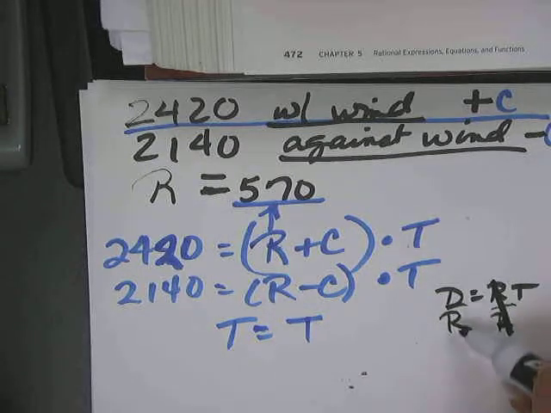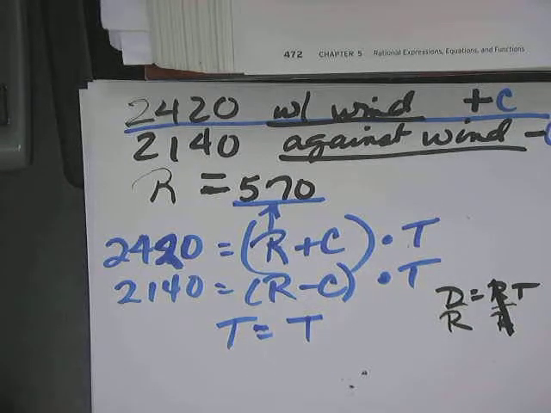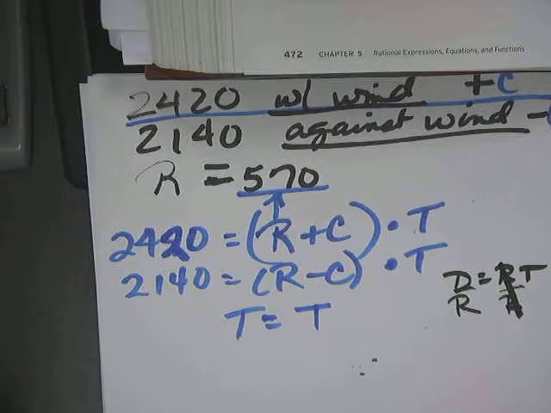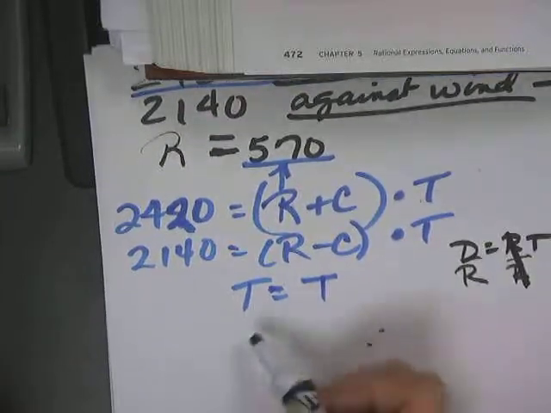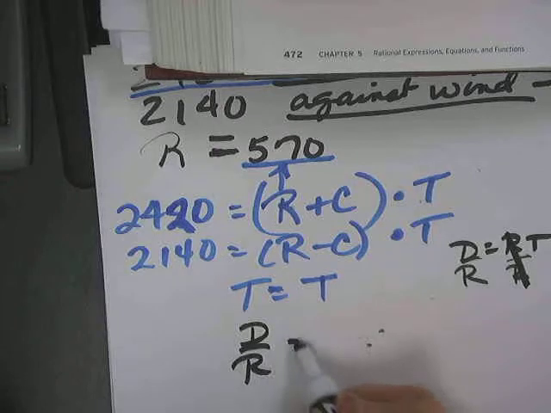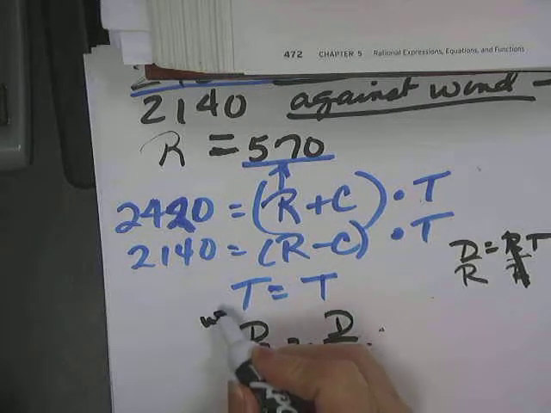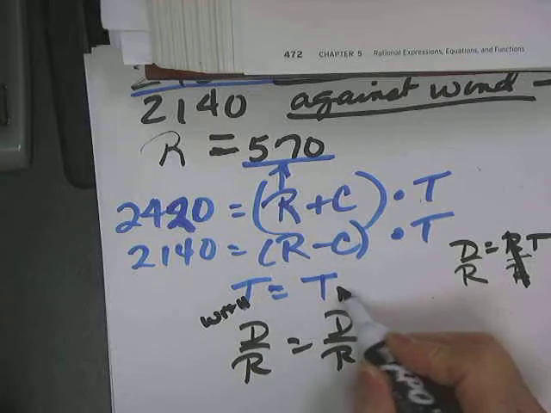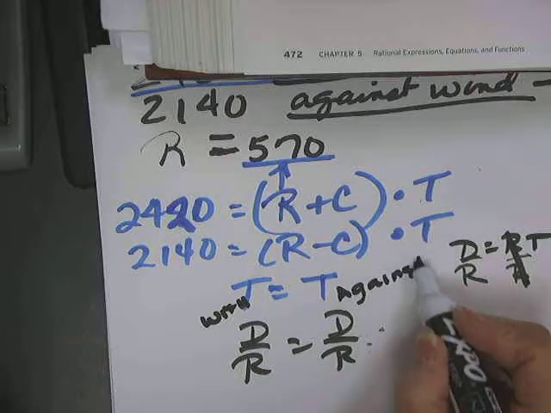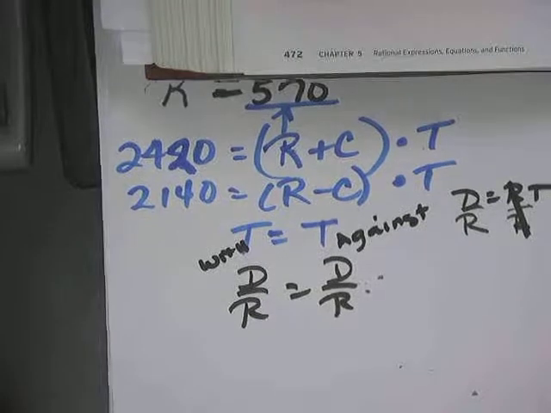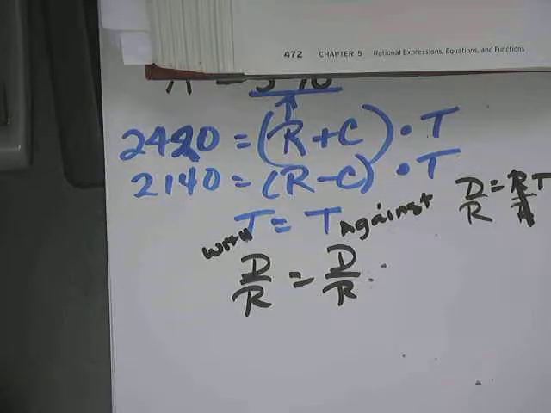If you were going to solve distance equals rate times time for t, what would you do? What do you do to solve for t right here? Divide by r. So time is distance over rate, isn't it? Instead of having to write all this, you could actually put distance over rate equals distance over rate.